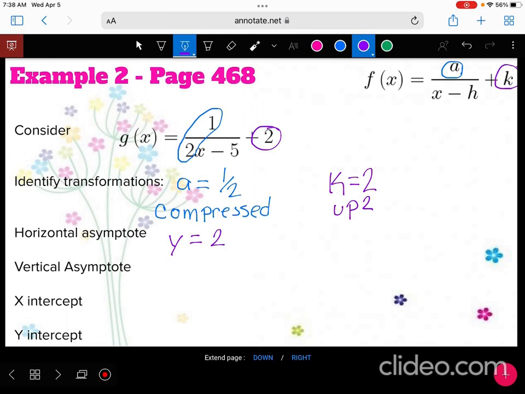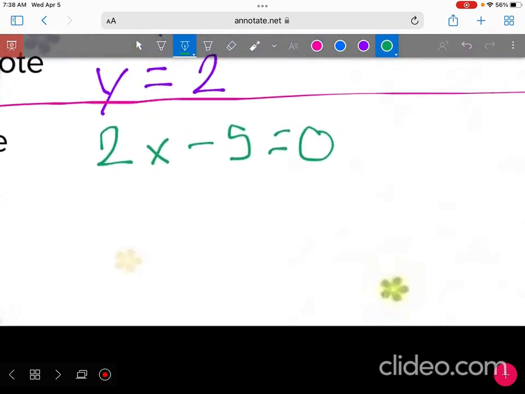Our h, which is why I kind of hate this question, the easiest way to find our h is to actually find our asymptote, when our denominator is 0. Because it has that number in front of the x, I can't just say it's the 5. I need to know when 2x minus 5 equals 0 in order to find my asymptote. So when does 2x minus 5 equal 0? What can I do to solve this?